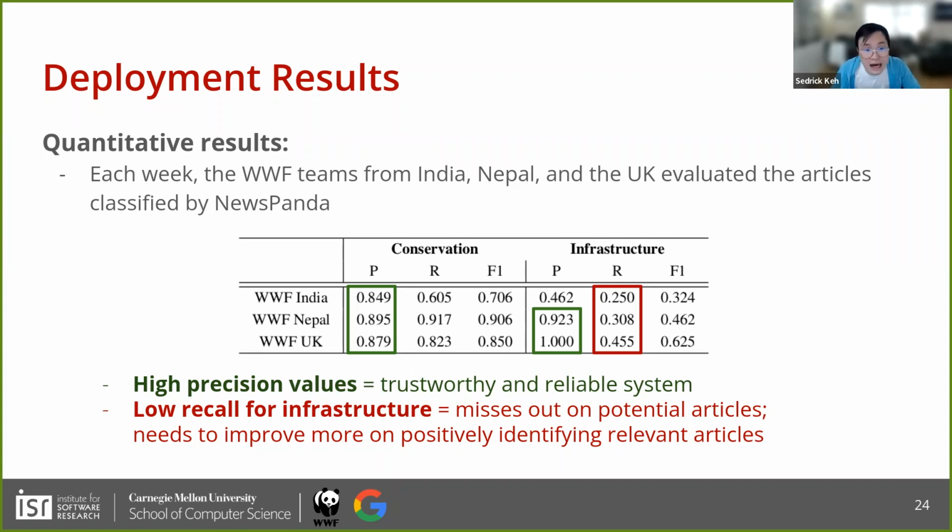And what I'd like to point out is that the precision values for both conservation and infrastructure are generally quite high, and this is really crucial for building a trustworthy and reliable system. This tells us that the articles NewsPanda identifies as relevant are indeed relevant. Meanwhile, the recall for infrastructure is quite low, which tells us that we might miss out on some potential articles, and this is something that we're currently working on to help identify more positively relevant articles.